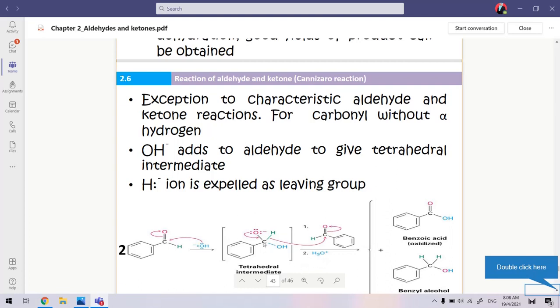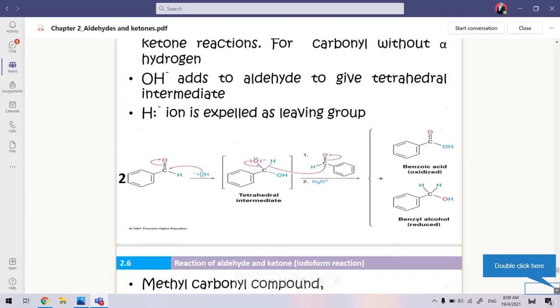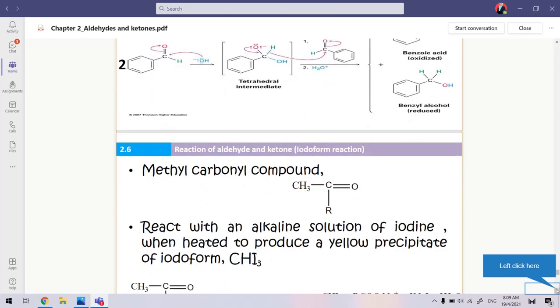Okay, to produce at the end of the reaction, you will get a double bond O. Here is OH, so you will produce a carboxylic acid. And another hydrogen combined here. These 2 electrons will give to here, rearrange, then you will get benzyl alcohol. So one product is carboxylic acid, another product is alcohol.